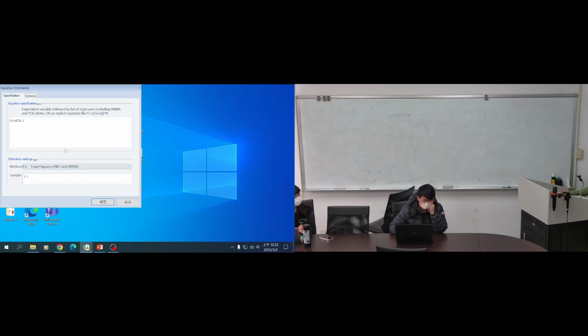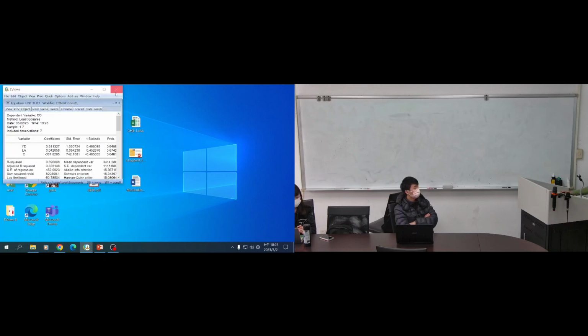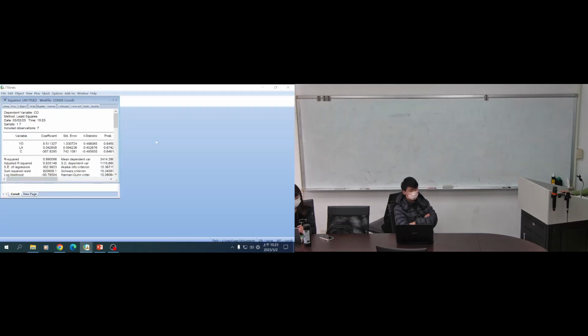Then it shows that I have the y variable followed by two x variables, and c is the constant. Then I hit confirm, and this is the output of EViews. So what do you see from here?